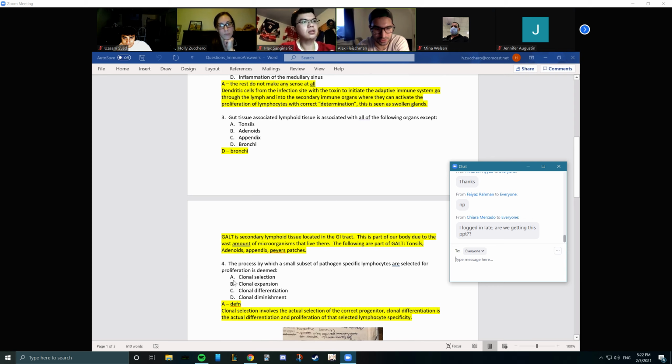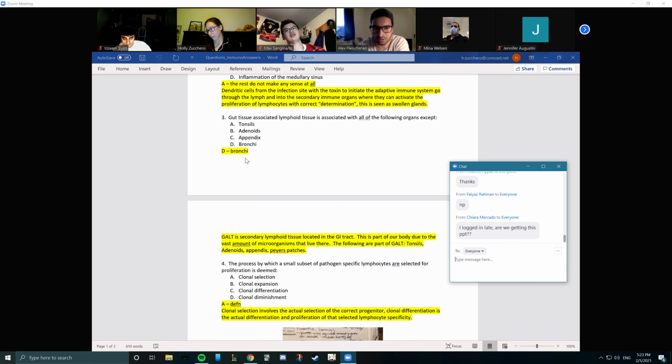But it's important to know the simple pathway of what happens. The innate immune system goes in, neutrophils go in, they attack it, it's not strong enough, dendritic cells come in, bring it down to the lymph nodes, clonal selection, clonal and so on in the lymph.